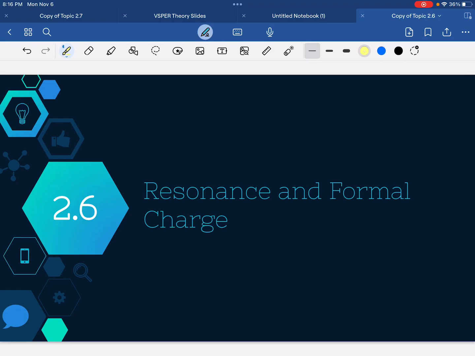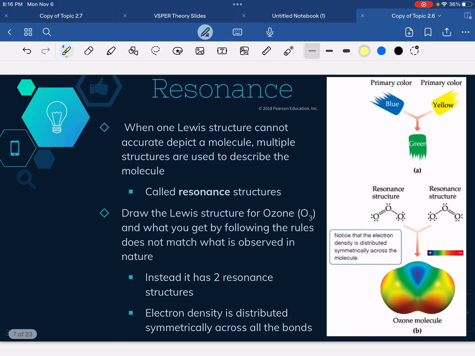All right, guys, let's talk through 2.6, resonance and formal charge. We just talked about resonance in the last video, so hopefully you watched and saw a couple of extra examples of how to do Lewis structures. Remember, resonance involves pi bonds, so double and triple bonds, moving between equivalent places in the Lewis structure.